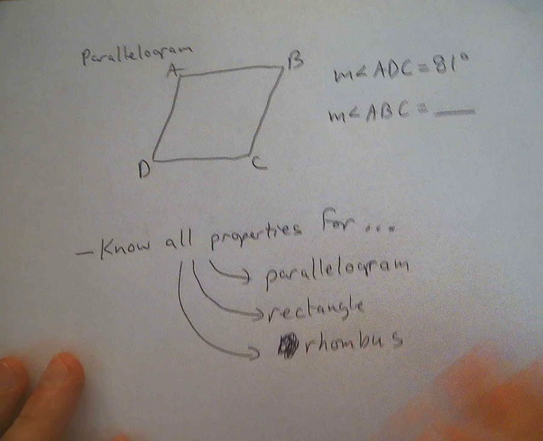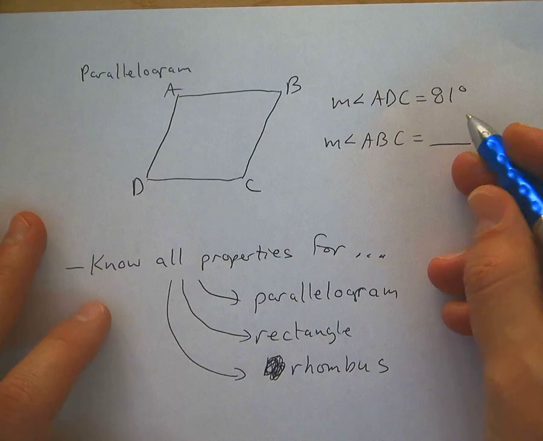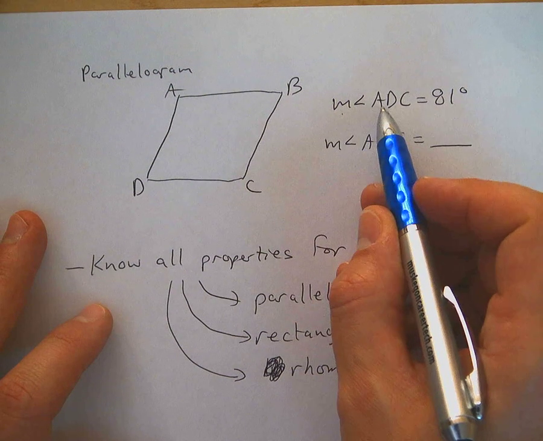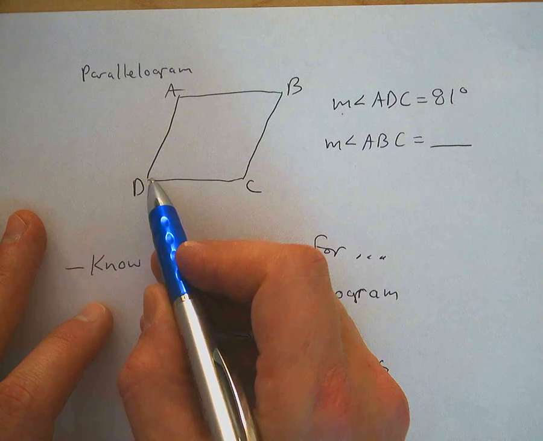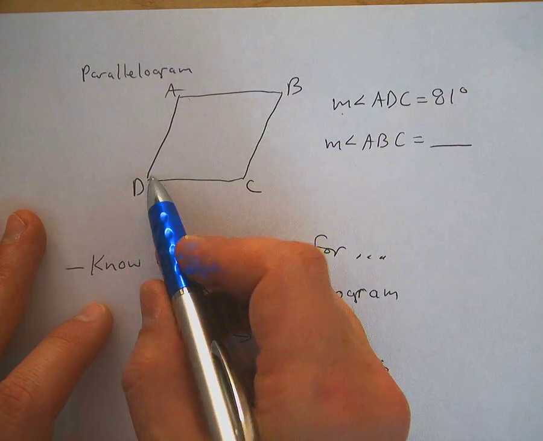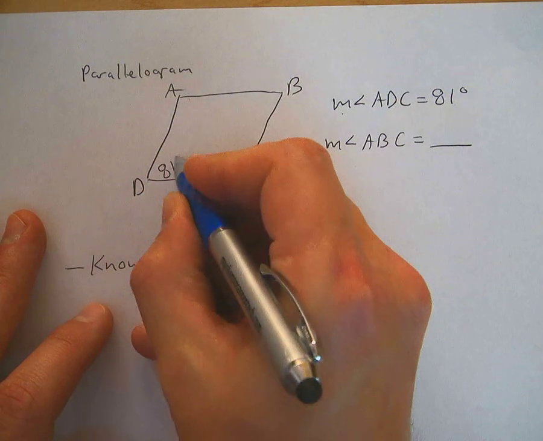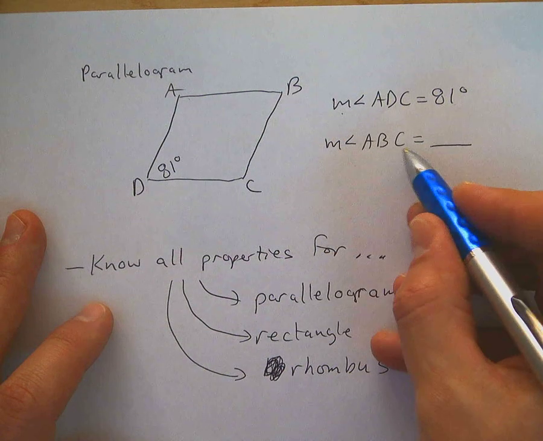All right. So in no particular order, we'll start right here with a parallelogram. They tell you the measure of angle ADC is 81 degrees. ADC, we're talking about this angle. ADC is right here. This is 81 degrees. We want to find the measure of angle ABC.